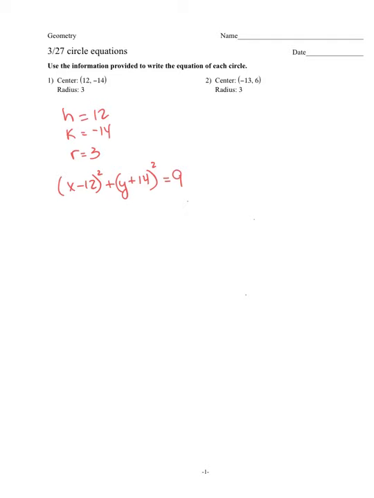The second one is just as easy. H is -13, K is 6, R is 3. So we have (x plus 13) squared plus (y minus 6) squared also equals 9. The radius on both of those are the same. So that's how you do it if they give you the center and the radius, and those should be pretty easy. On the second page, they give us the center and the area, and your homework's going to be set up just like this. You're just going to have a few more to do, but it's the same thing.